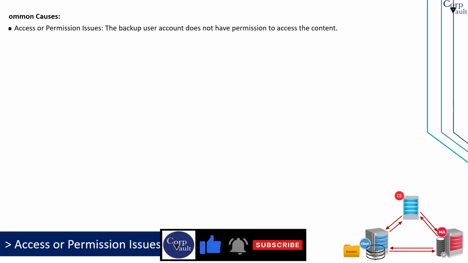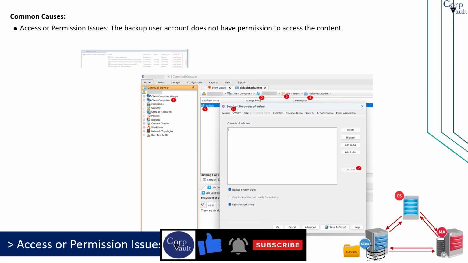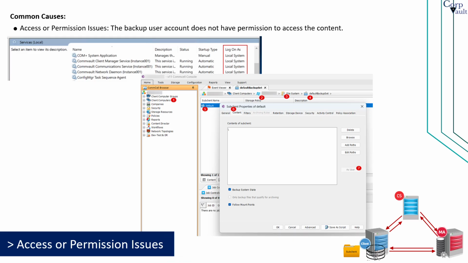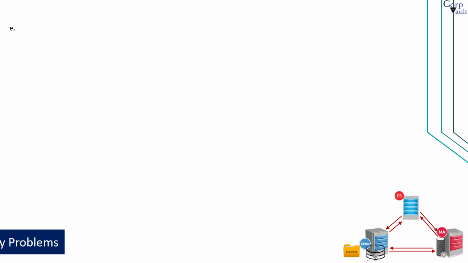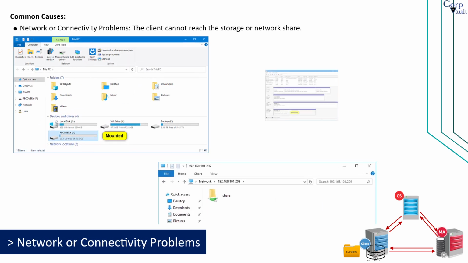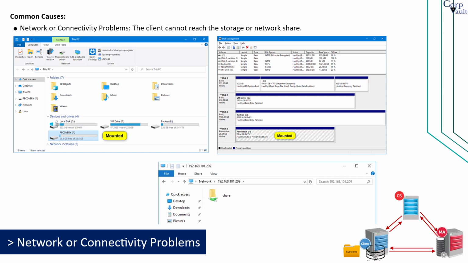Access or permission issues. The backup user account does not have permission to access the content. Confirm the backup user or service account has read access to all specified content. Examine the filescan.log or relevant agent logs on the client for detailed error messages. Network or connectivity problems. The client cannot reach the storage or network share. Ensure the client can reach the storage location or network share. For network shares, verify permissions and network stability.